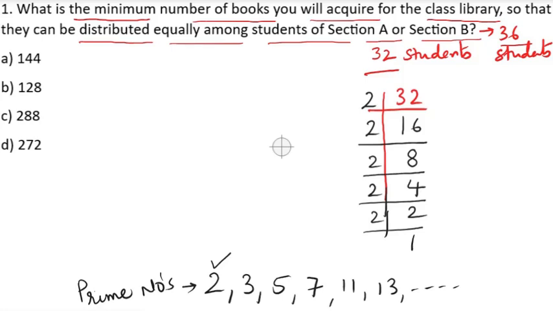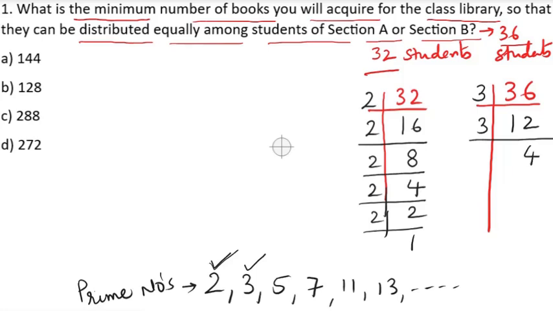Now second, 36. Again, prime number. You can take prime number 3, or you can take prime number 2, any one of them, because both divide 36. So this time I am taking 3 first. 3 12s are 36, 3 4s are 12, 2 2s are 4, and 2 1s are 2. Now we have to take the LCM.